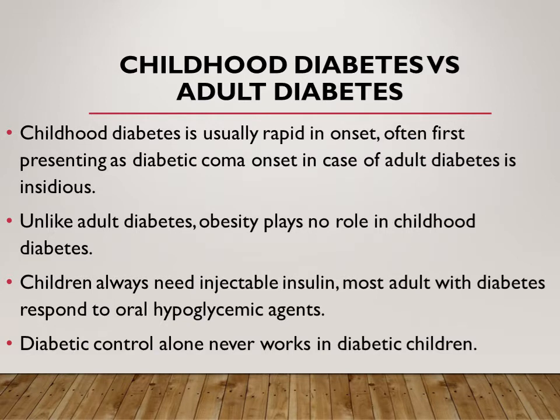Now we differentiate childhood diabetes from adult diabetes. Childhood diabetes is usually rapid in onset, often first presenting as a diabetic coma. In adult diabetes, the onset is insidious. Unlike adult diabetes, obesity plays no role in childhood diabetes. Children always need injectable insulin. Most adults with diabetes respond to oral hypoglycemic agents, and diet control alone never works in diabetic children.